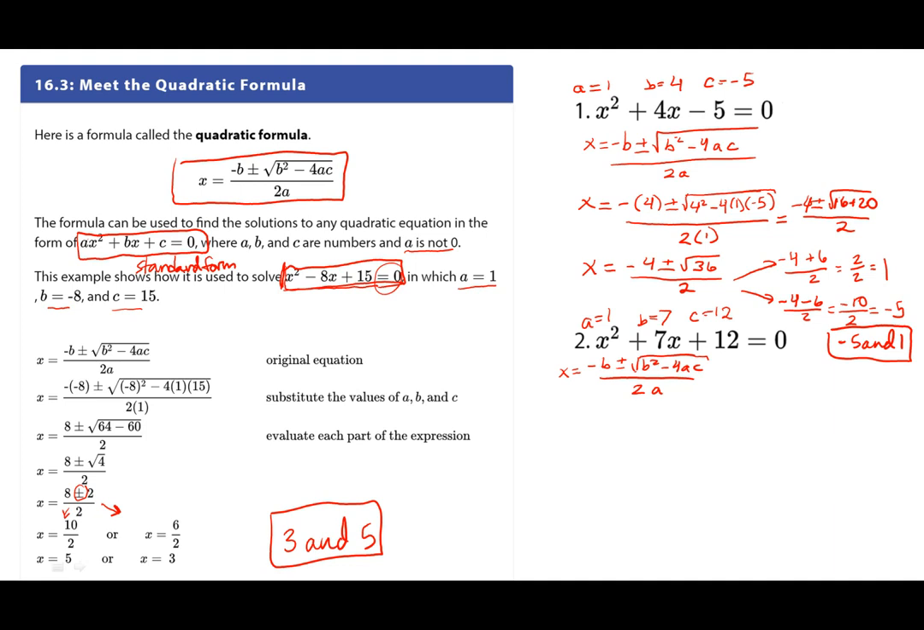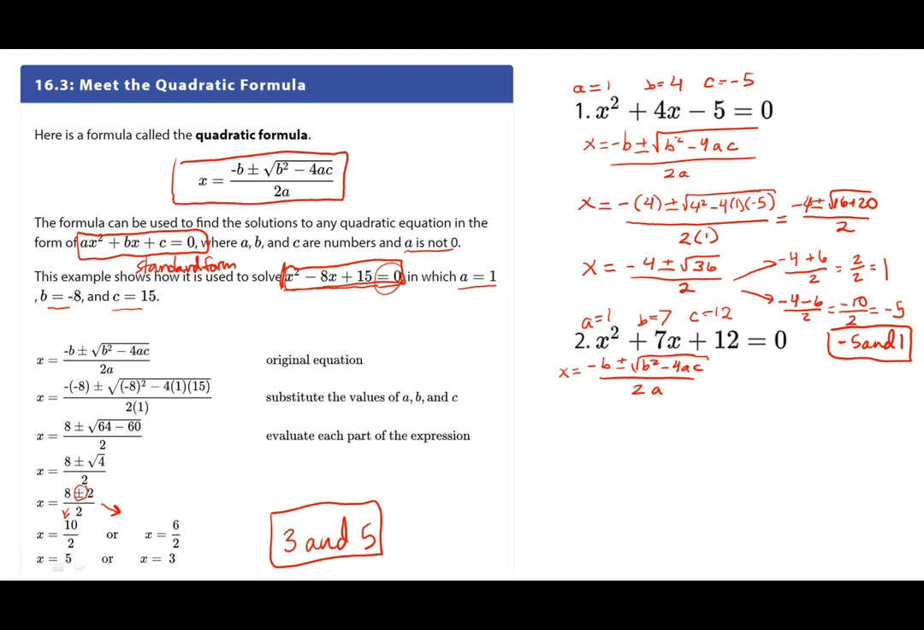One version of it, the most popular version, is to the tune of Pop Goes the Weasel. And so the song would be x equals negative b plus or minus the square root of b squared minus 4ac all over 2a.